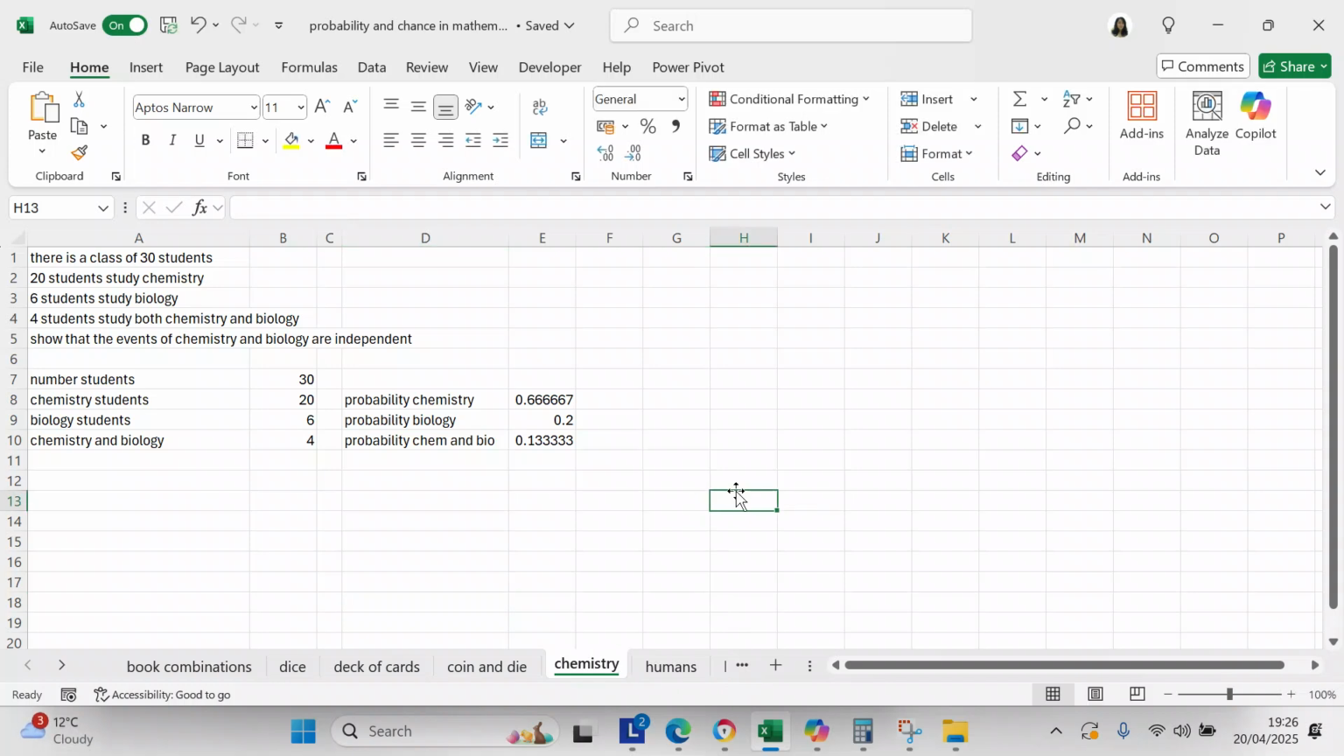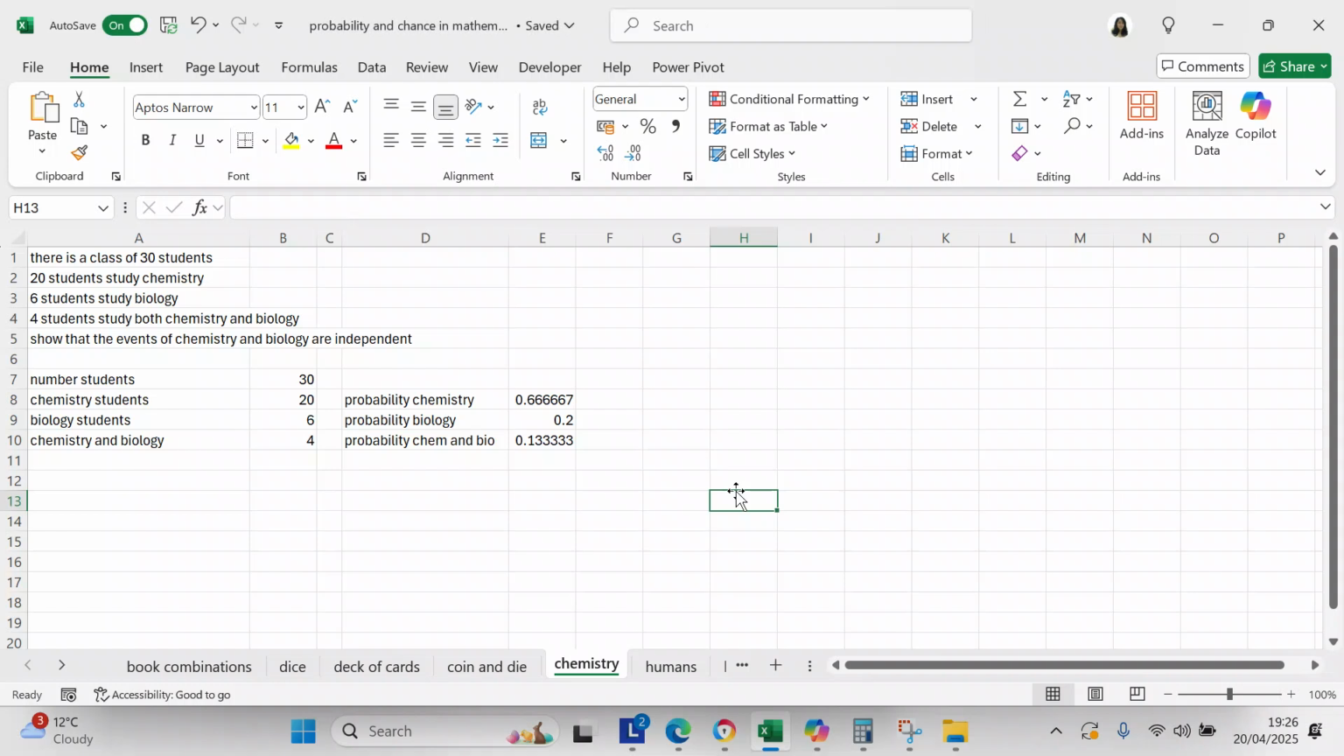So it says there is a class of 30 students. 20 students study chemistry and 6 students study biology. 4 students study both chemistry and biology. Show the events of chemistry and biology are independent.